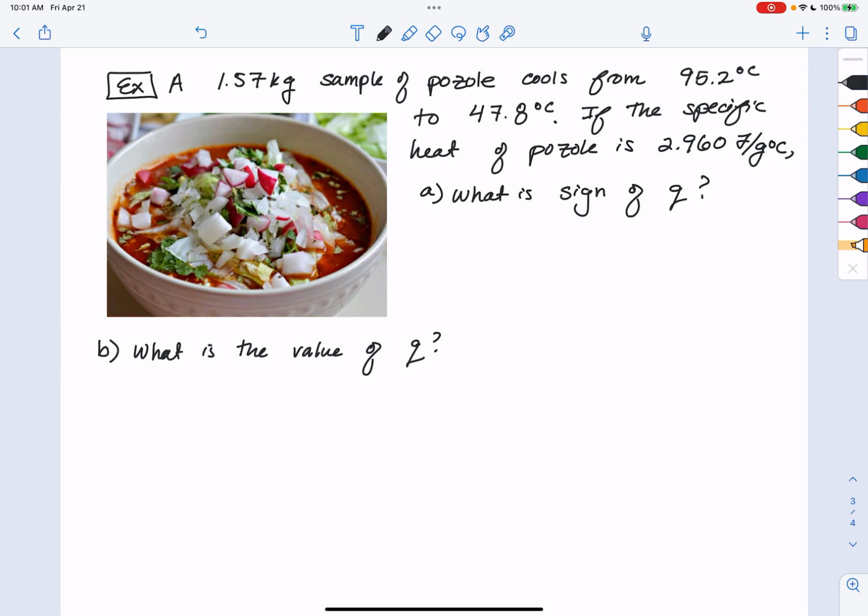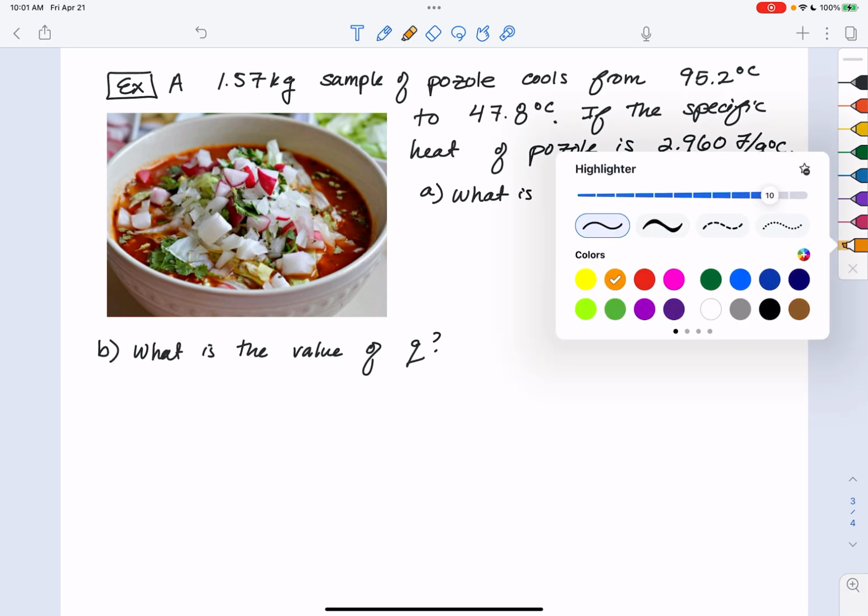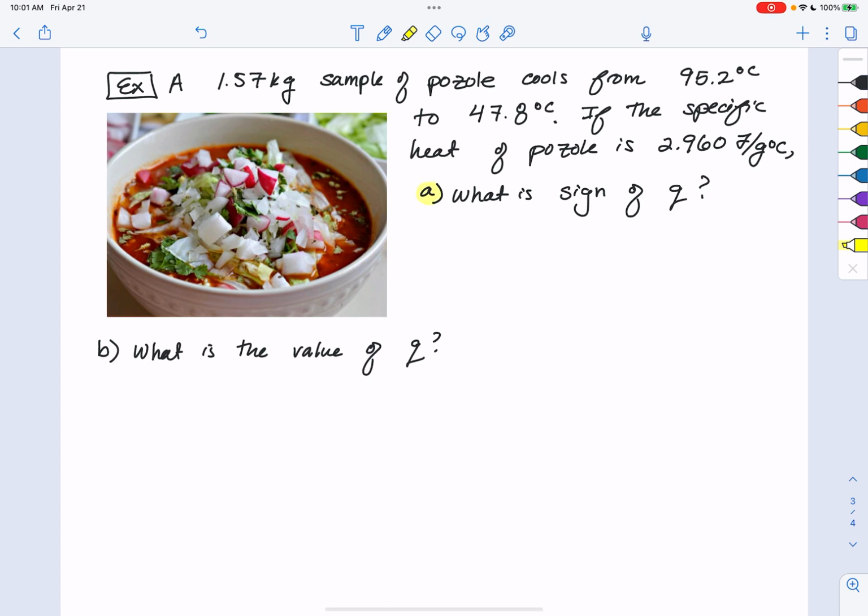So the first question, also feel free to roast me for my pronunciation of pozole.